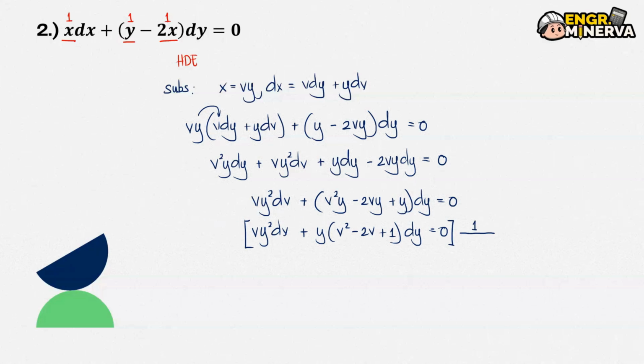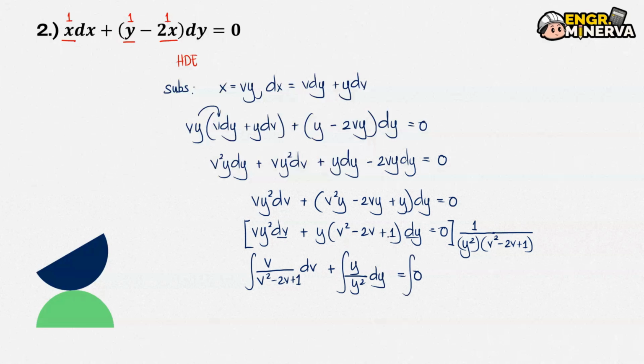So in order to separate, since this is dv, we need to divide by y squared. Next, for dy, we need to divide by v squared minus 2v plus 1. Okay, so we are left with v over v squared minus 2v plus 1 dv, plus y over y squared dy equals 0. And we could now integrate.